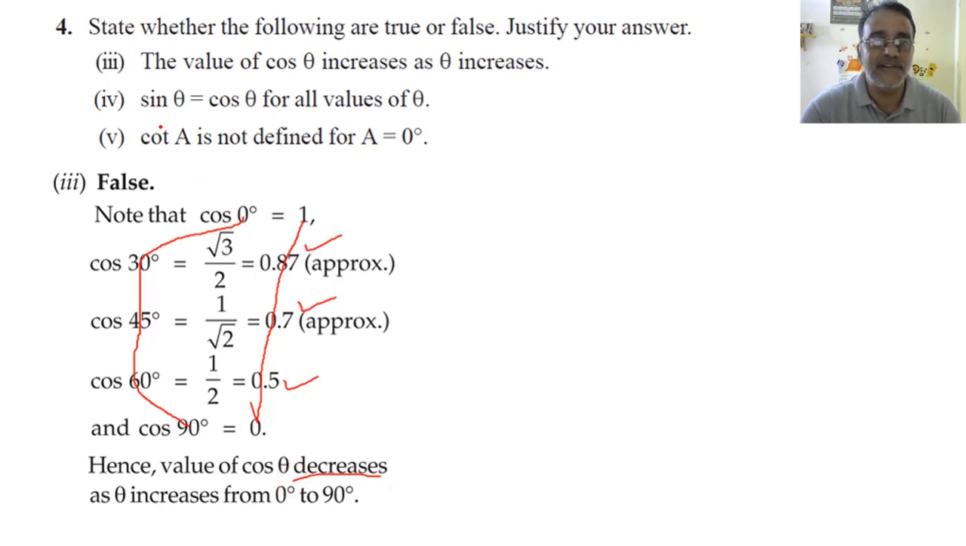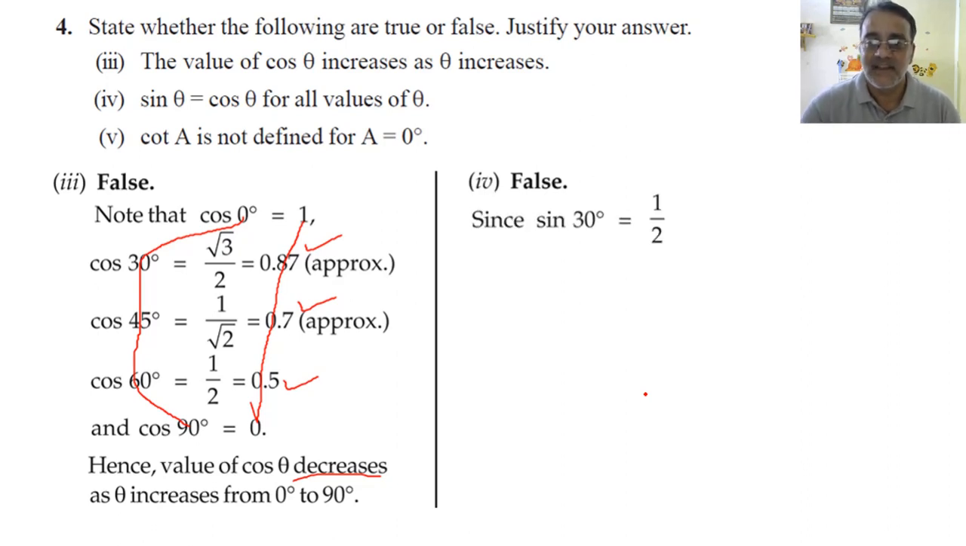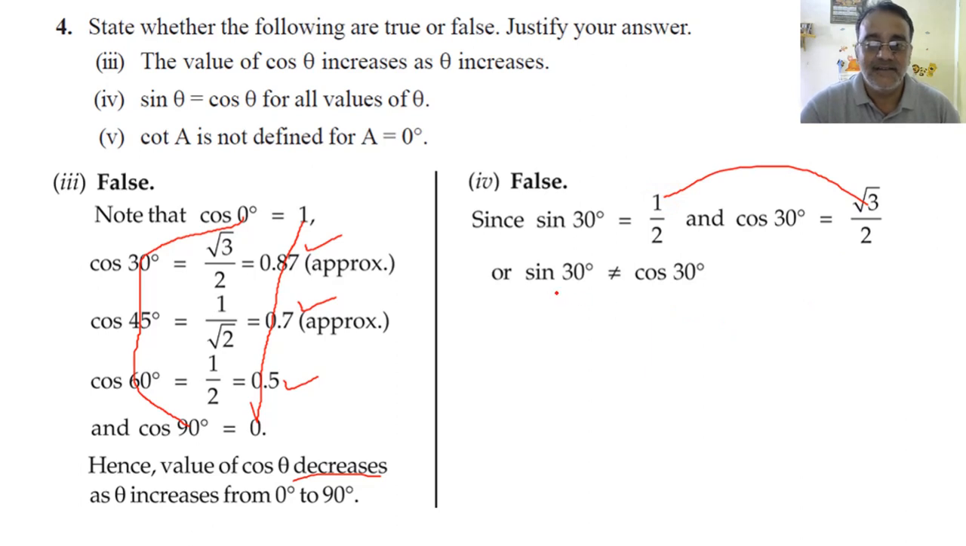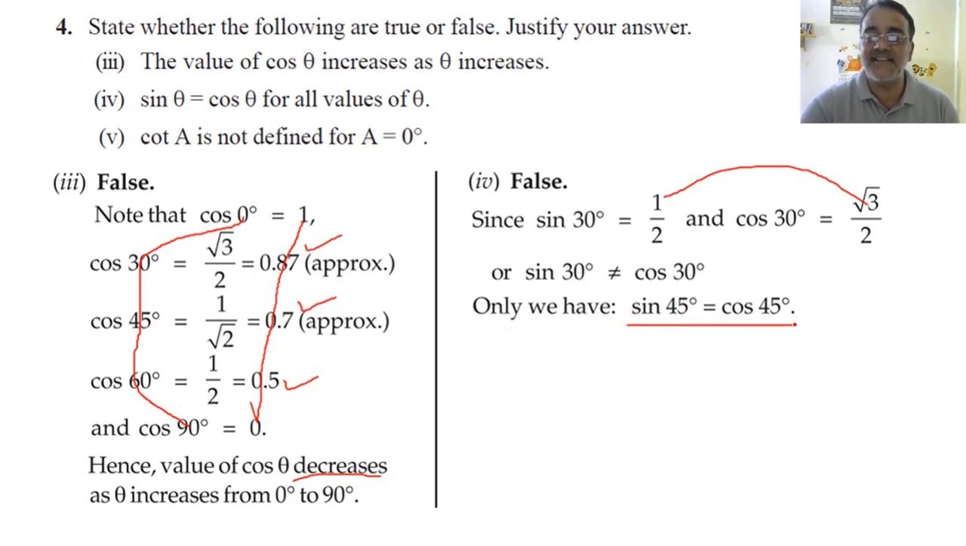So now we'll move towards sin theta is equals to cos theta for all values of theta. False. Why? Because sin 0 degree is 0 while cos 0 degree is 1. And sin 30 degree is 1 by 2, cos 30 degree is equals to root 3 by 2. Both are different. Or we can write sin 30 degree is not equals to cos 30 degree. Only we have sin 45 degrees equals to cos 45 degree because both are equals to 1 upon root 2.